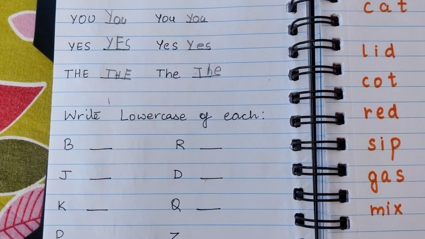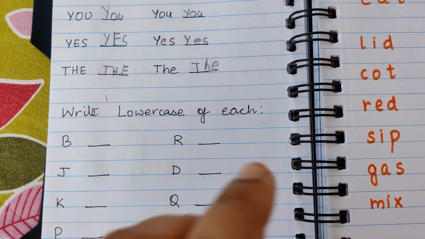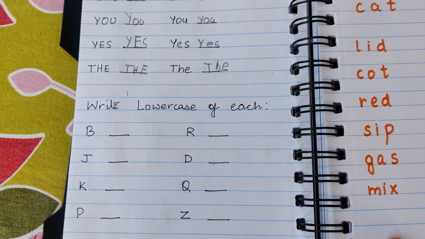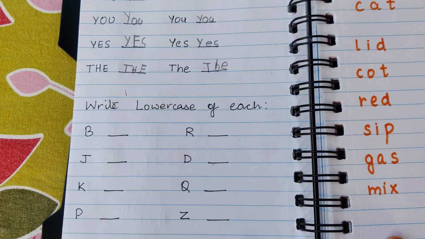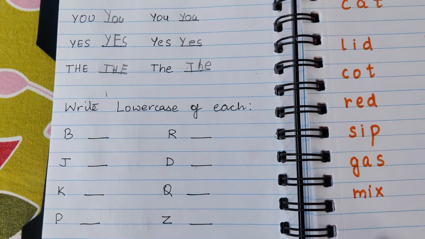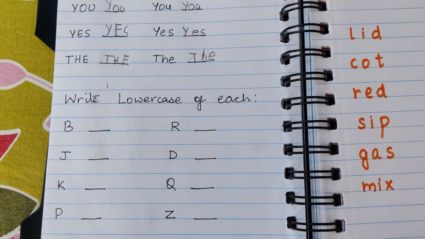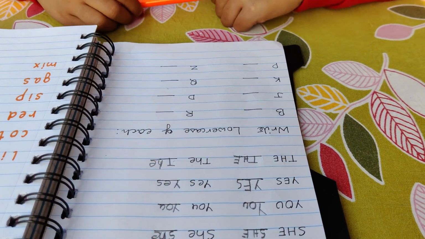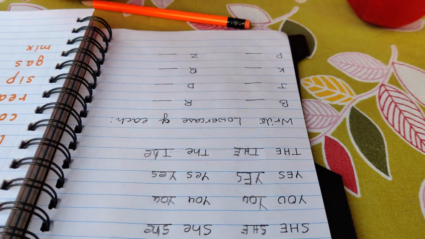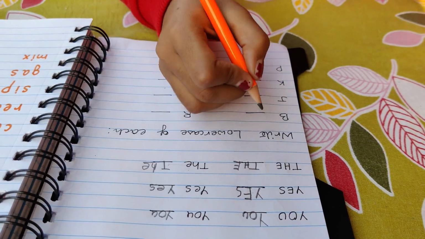The next worksheet is write the lowercase of each. So when you teach your kids lowercase, there are a few alphabets whose lowercase they get confused about. For example, between B and D, between P and Q. So it is good if you keep repeating the lowercase from time to time. Come on, start writing lowercase. Okay. B will come on this side, because B is here, so it will come on this side only.